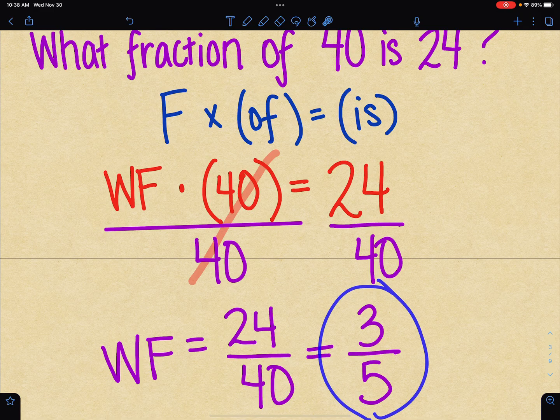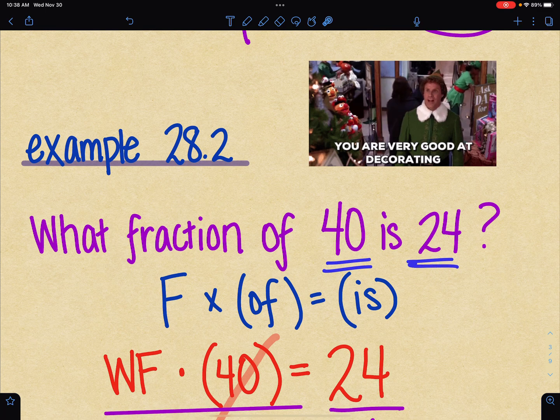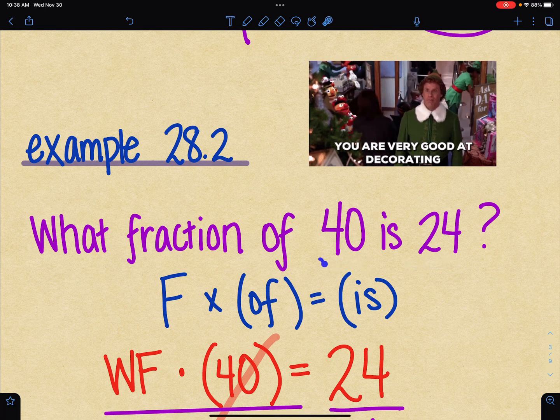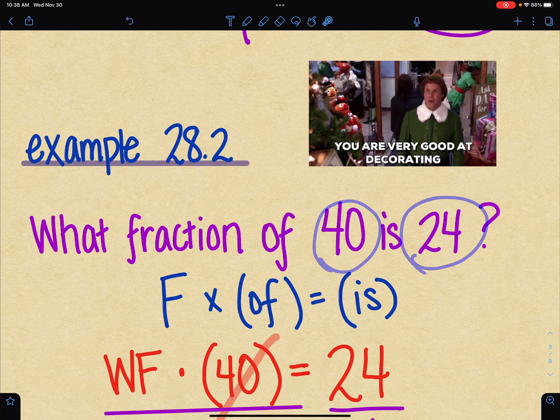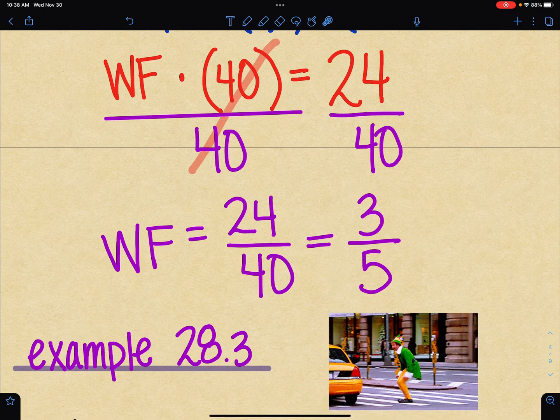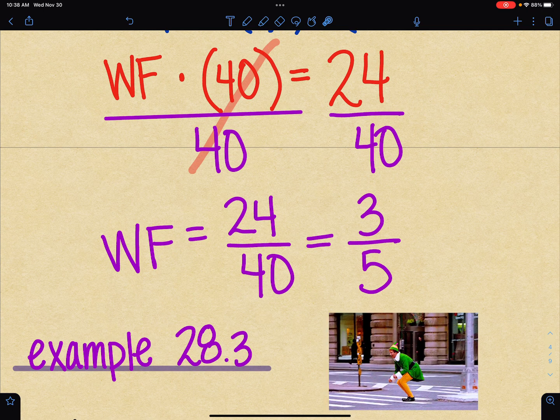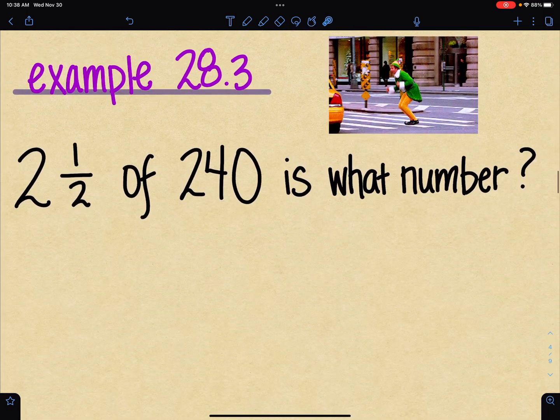So if I go back and put that in the original, it said what fraction of 40 is 24? So if you have like a test where there's 40 questions and you get 24 right, what fraction did you get right? You got 3 out of 5 right. Okay? You're going to do better than that. That's like, what is that, 60%? No, that's not even acceptable.